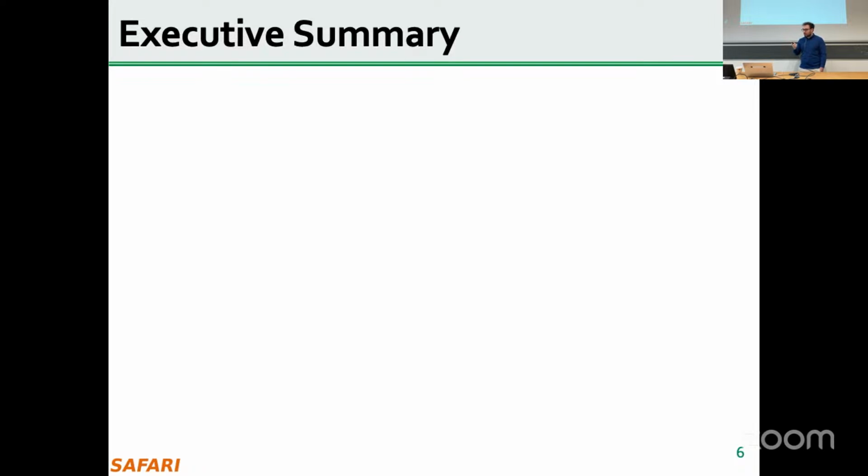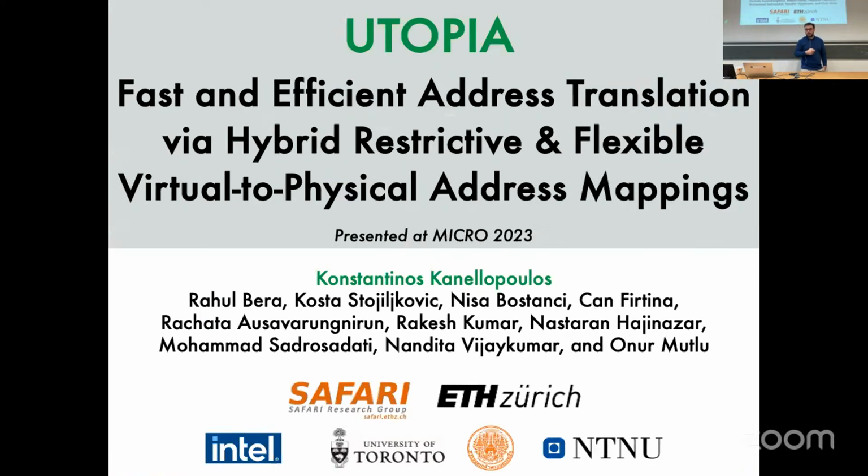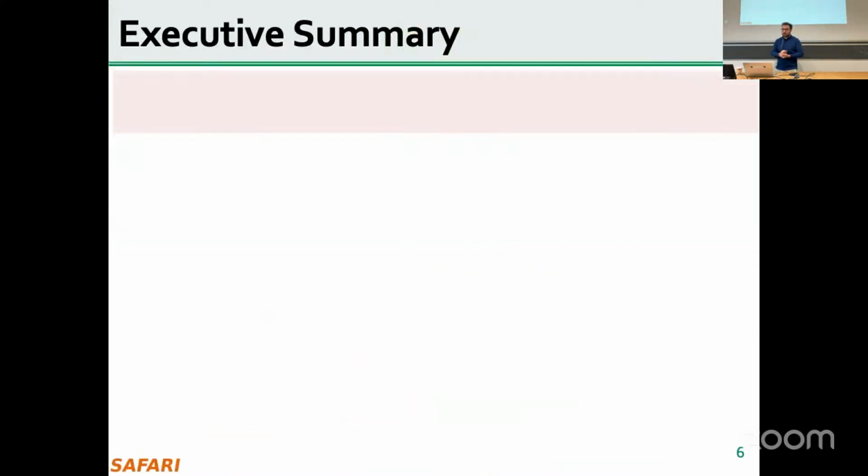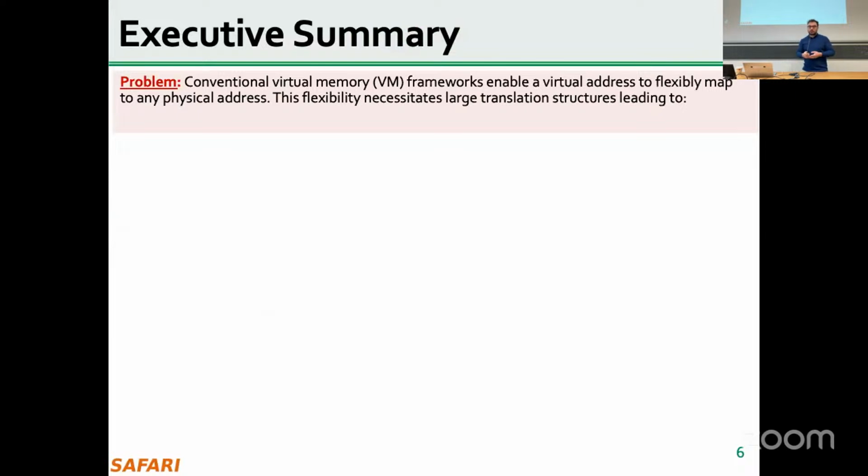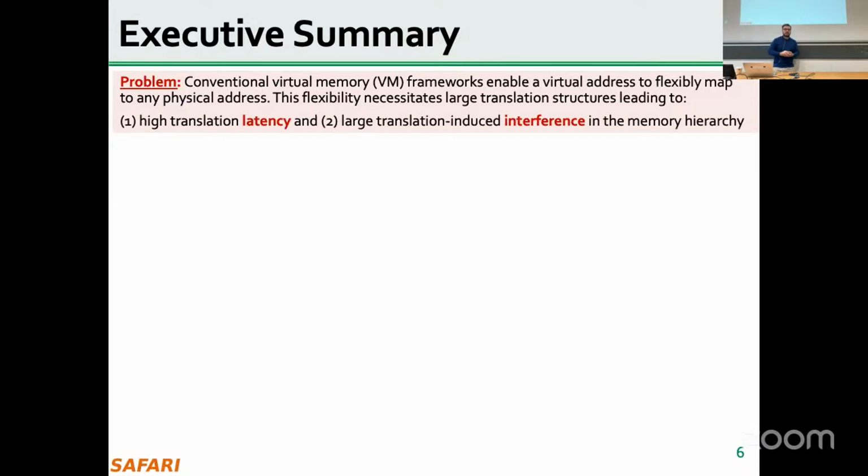So the first work is Utopia: fast and efficient address translation via hybrid, restrictive, and flexible virtual-to-physical address mappings. Let's dive into the executive summary first. So we have the conventional virtual-to-physical address mapping, which is very flexible. What does that mean? We can place any virtual page in any potentially free physical page in the memory. However, this leads to very large translation structures, which means the page table. What does this lead to? High translation latency and large translation-induced interference in the memory hierarchy. We have data and metadata for the translation competing with each other in the memory hierarchy.